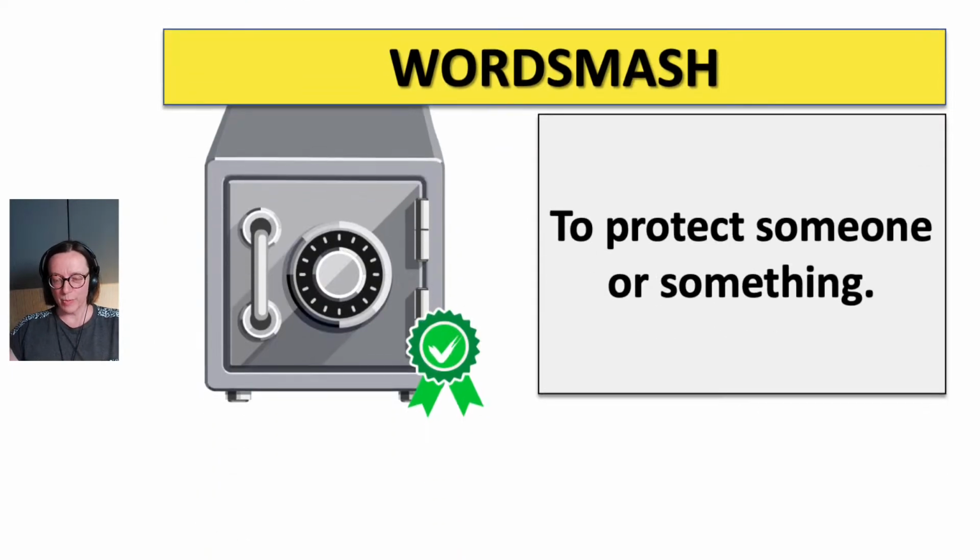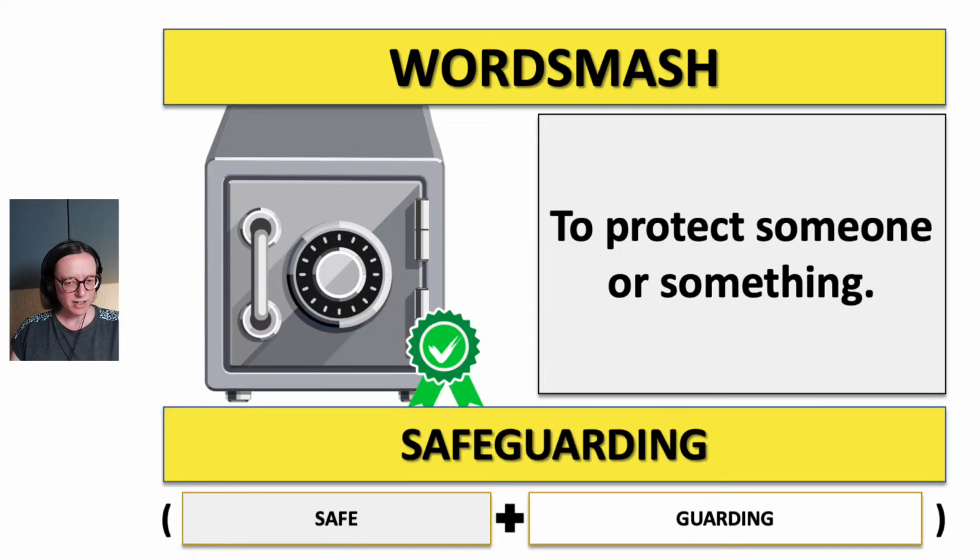Okay, last but one activity. Final word smash. What is the picture? And then the sentence says to protect someone or something. This is a super important key thing in health and social care. What does this represent? So we've got a metal box with a combination lock on it. We've got a green tick. So someone said safeguard. Yeah, I'm going to give you that. Well done. It is safeguarding. Yeah, well done, Ruby. Yeah, brilliant.